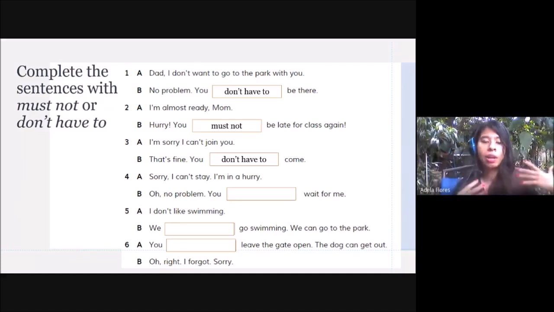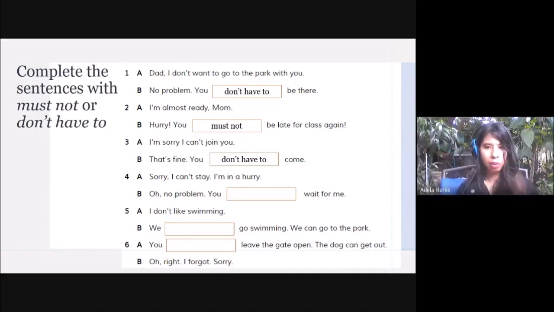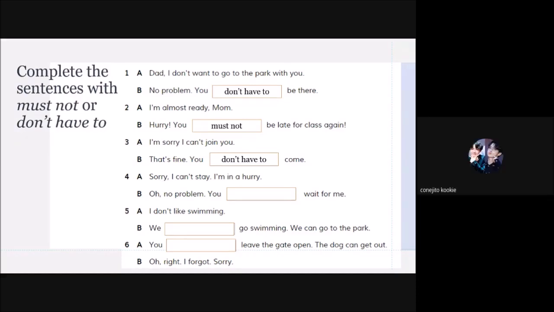That means it's not an obligation. And then number 4, sorry, I can't stay. I'm in a hurry. Oh, no problem. You wait for me. You don't have to or you must not wait for me? You must not. What about the rest? What do you think? Is it you must not or you don't have to? You must not. So you say you must not.